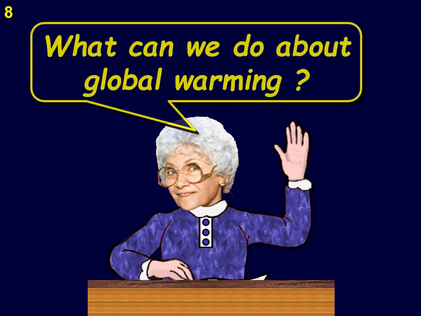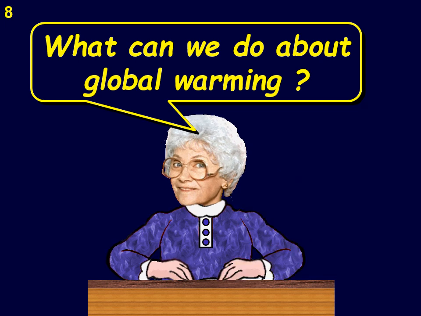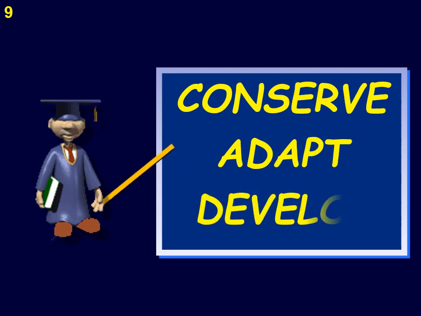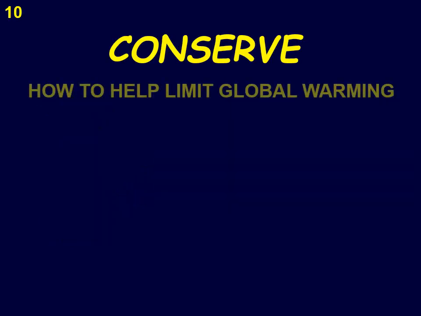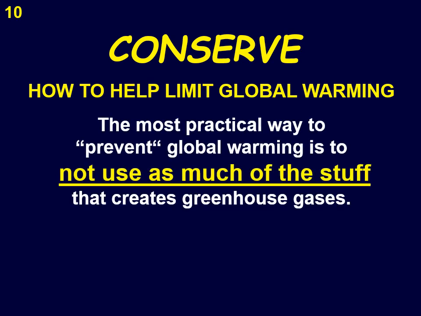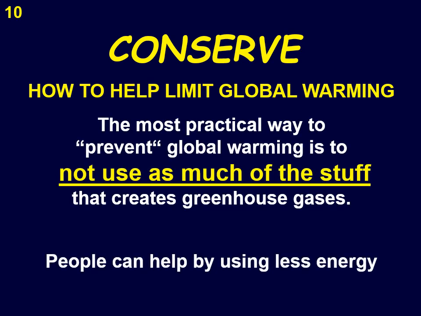Global warming, what can be done? What can we do about global warming? Conserve, adapt, and develop. How to help prevent global warming? The most practical way to prevent global warming is to not use as much of the stuff that creates greenhouse gases. On a local level, people can help by using less energy.